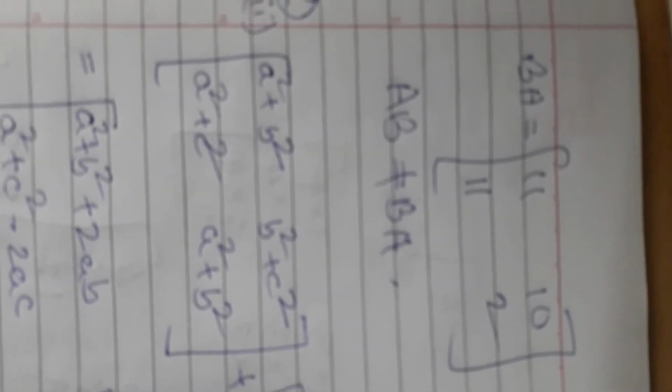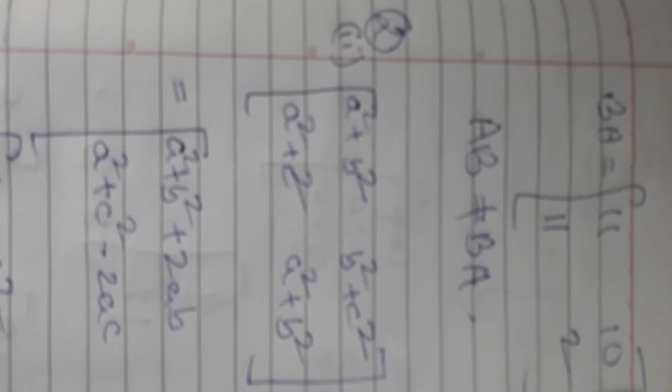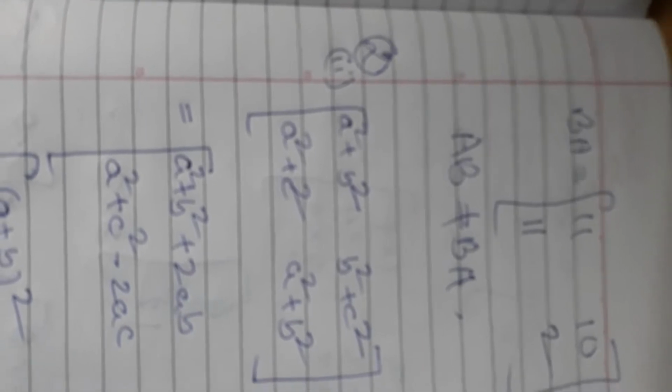Here we note that if you look at the matrix AB and the matrix BA, they are not equal. So sometimes it happens that the matrix AB will not be equal to the matrix BA. Now we proceed further with example number 2, and out of 4 I have solved here only one. Similarly you can solve the other 3 examples.